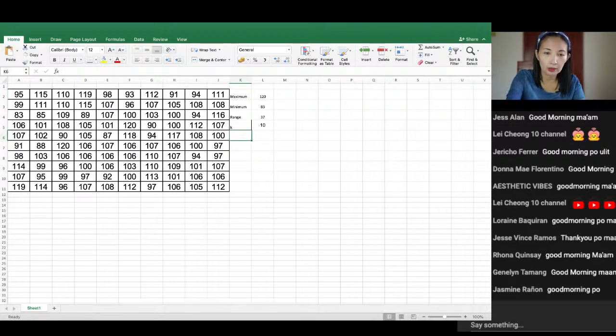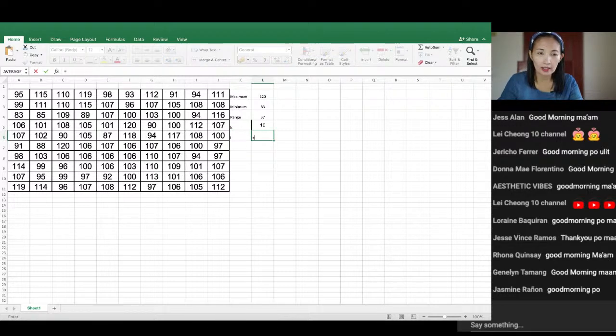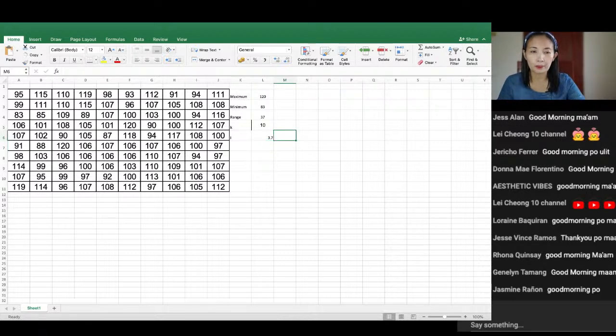I will now be equal to the range divided by the number of classes. Equals, equal sign, and then click on the range, and then the slash sign for divided by the number of classes, which is 10, and enter. Take note that you'll end up with 3.7, but we round that up to 4. So this is our class size or class width.